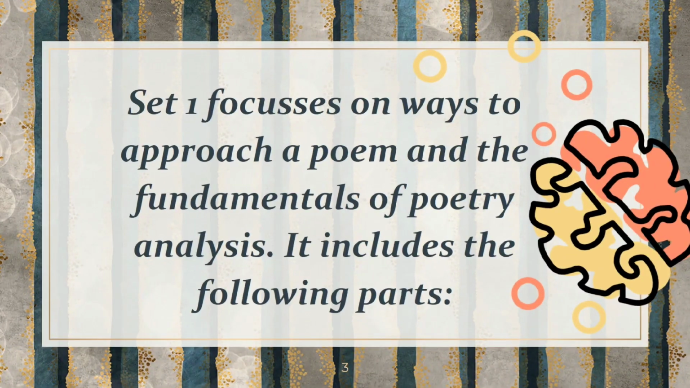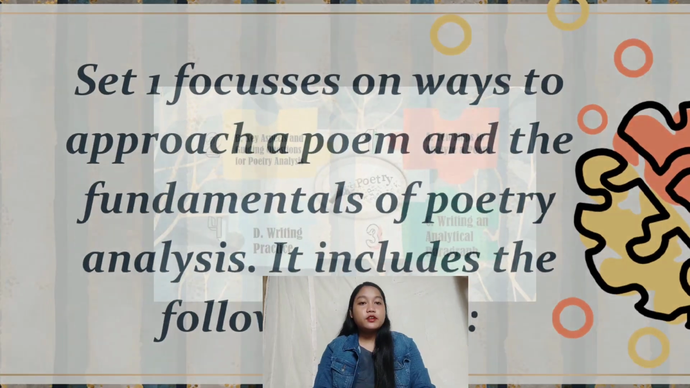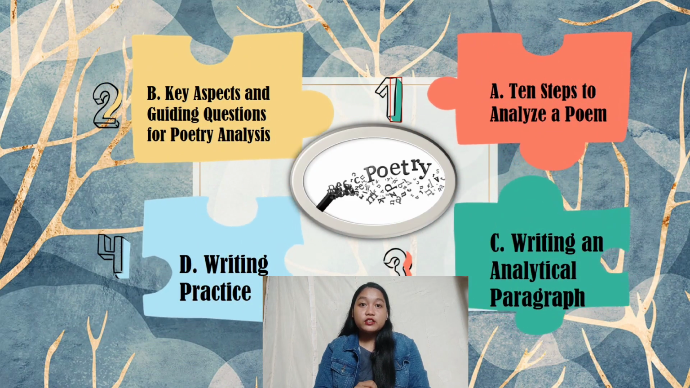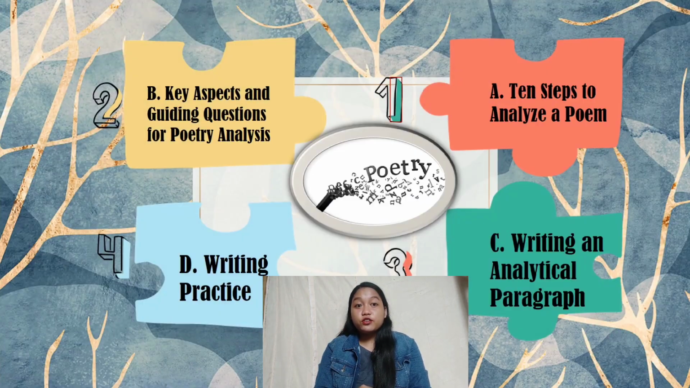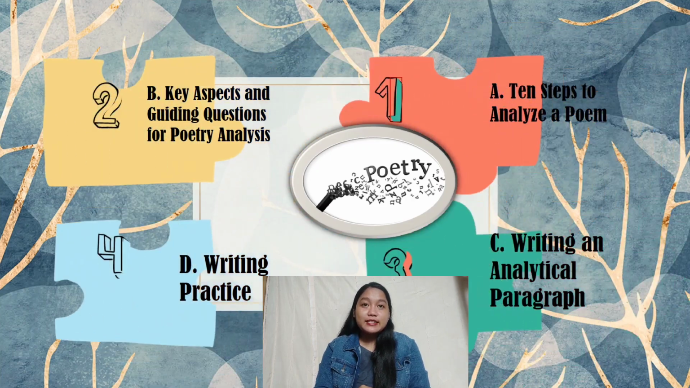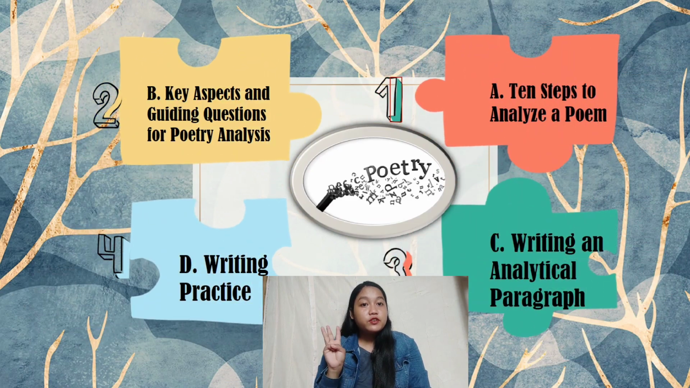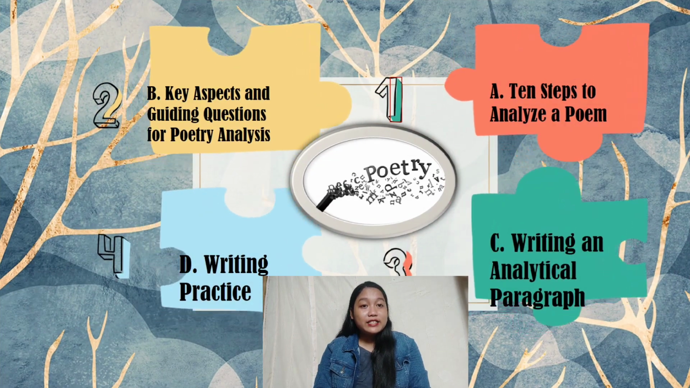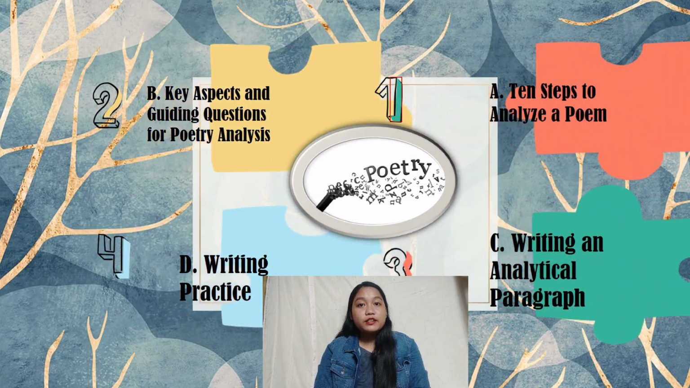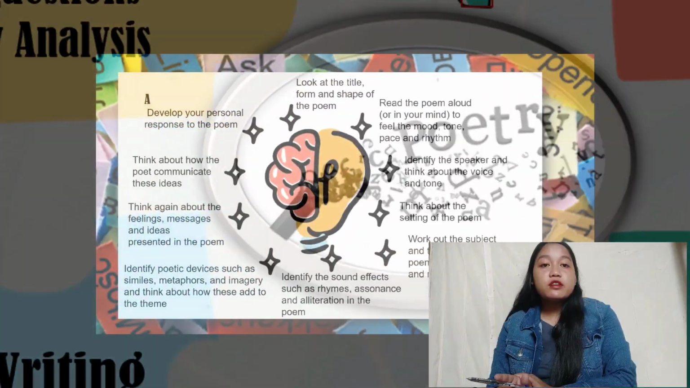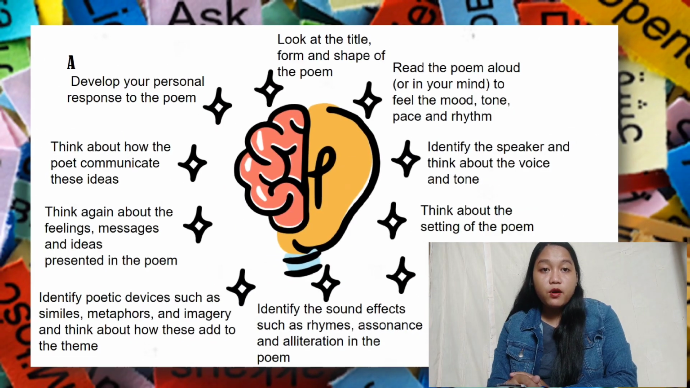Set 1 focuses on the ways to approach a poem and the fundamentals of poetry analysis. It includes the following parts. Number 1, Letter A: 10 steps to analyze a poem. Number 2, Letter B: Key aspects and guiding questions for poetry analysis. Number 3, Letter C: Writing analytical paragraph. And number 4: Writing practice.